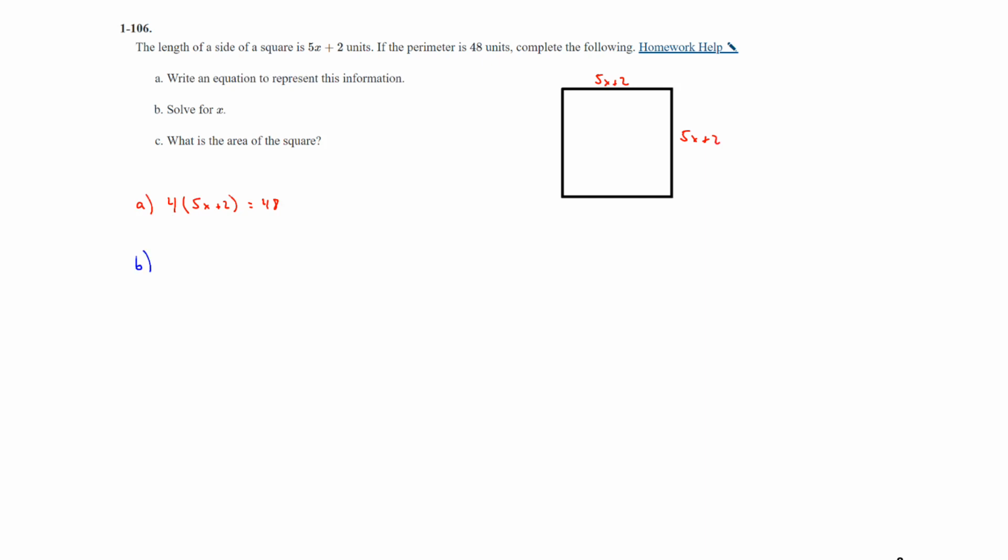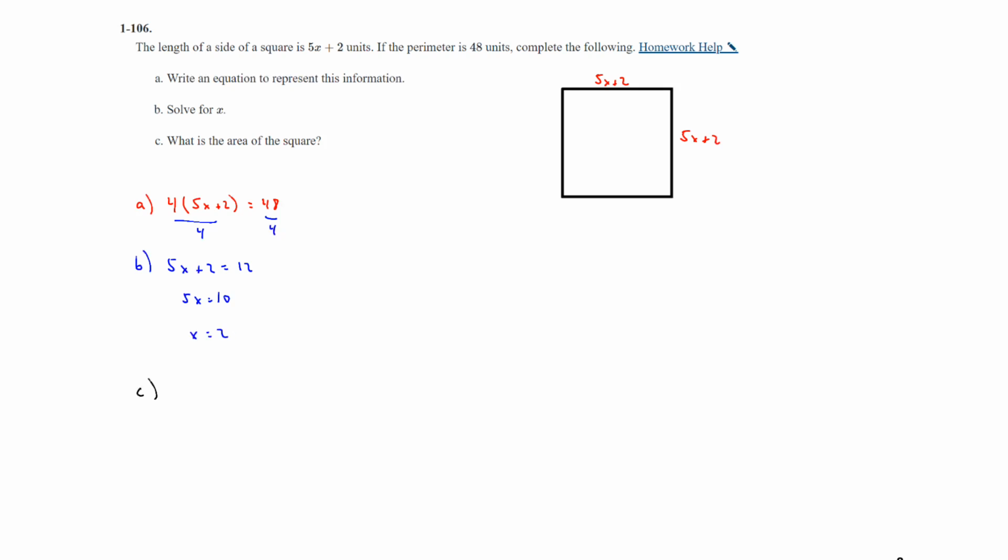Part B, it wants us to go ahead and solve. So I'm going to take this equation and actually, instead of distribute, you could distribute. I'm going to divide by 4 first. That'll give me 5x plus 2 is equal to 12. Subtract the 2. Divide by 5, and we get x is equal to 2.